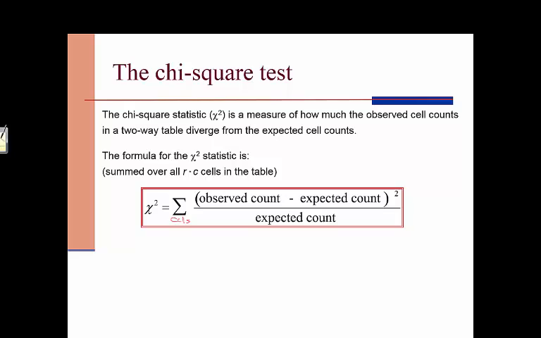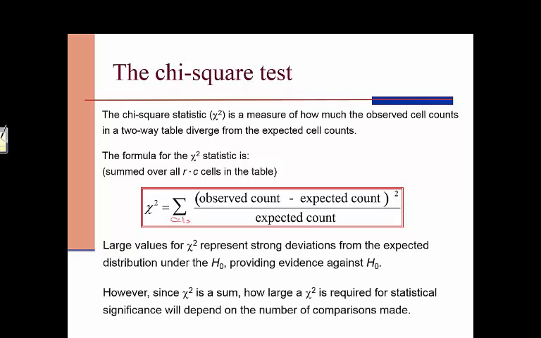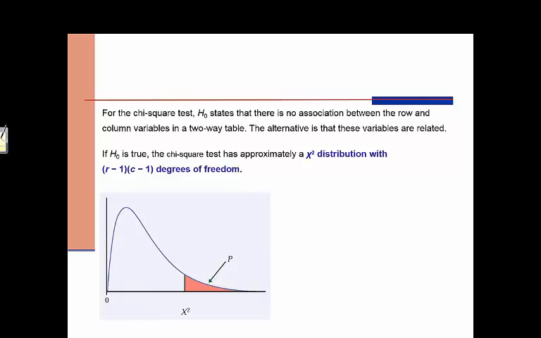Okay? And if you have a large chi-squared value, well, then you're probably going to get a small p-value, and so you're going to reject a null hypothesis. If you get a small chi-squared and you get a large p-value, you're probably going to fail to reject null hypothesis. Okay? And that depends on degrees of freedom.